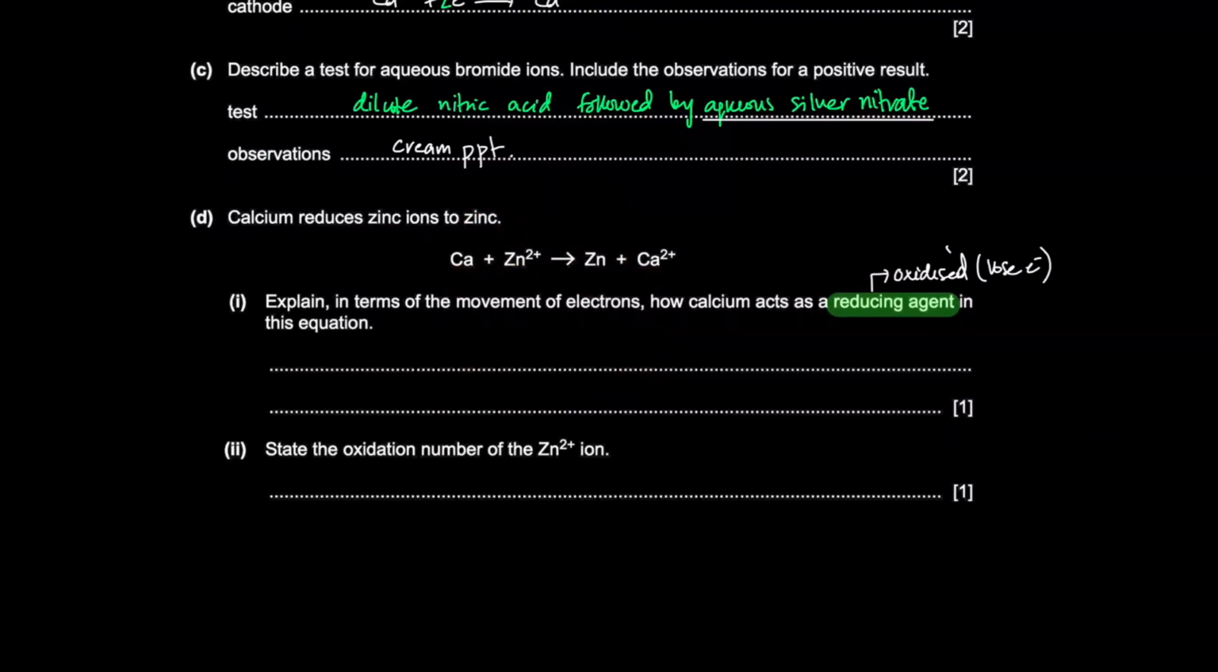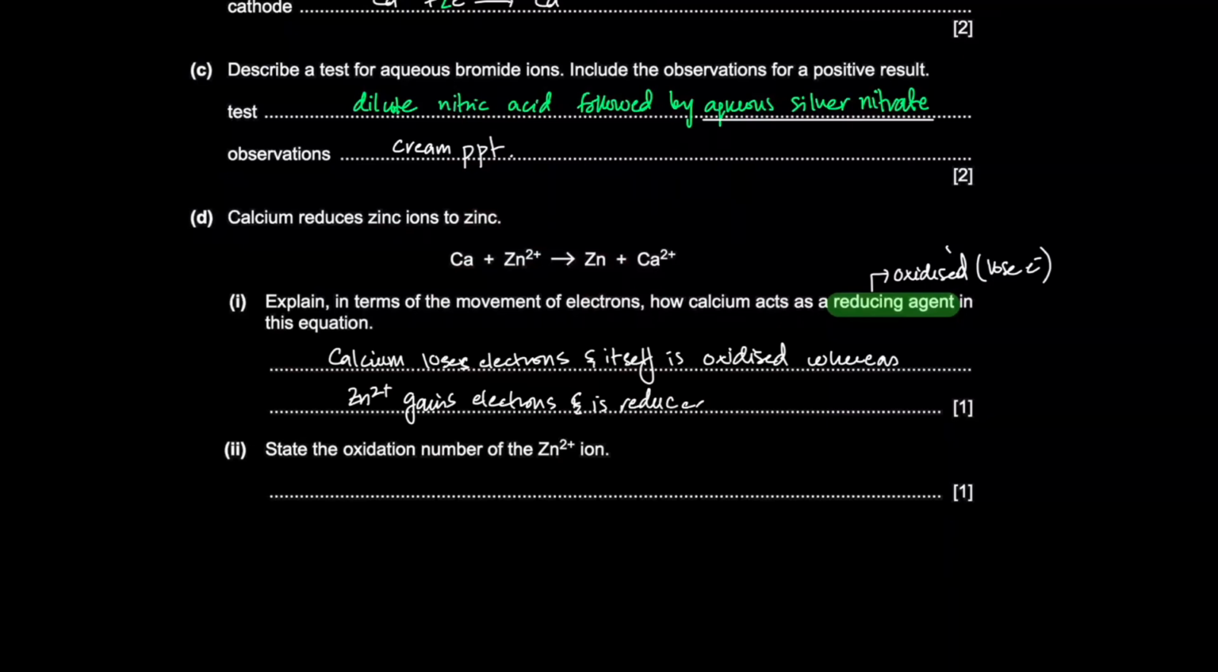So the full thing over here is going to be: calcium loses electrons and itself is oxidized. Whereas, don't say zinc ions, okay? Whereas Zn2+ gains electrons and is reduced by the calcium, right? By calcium metal.